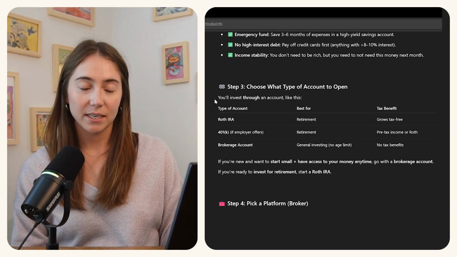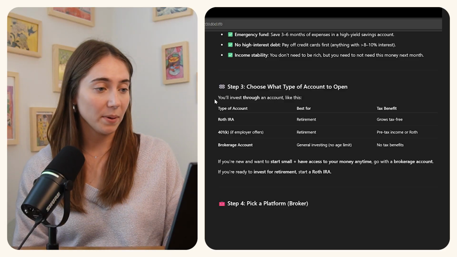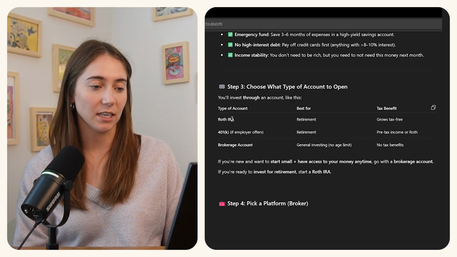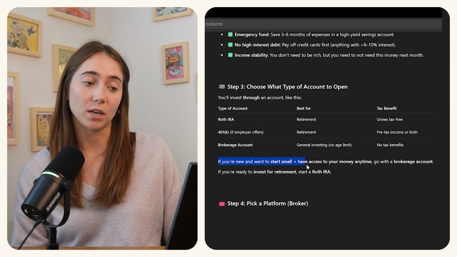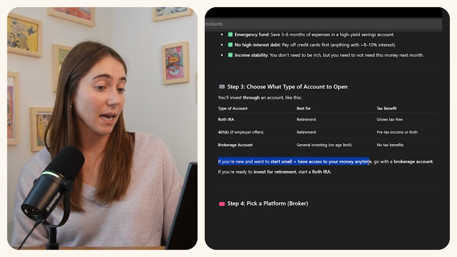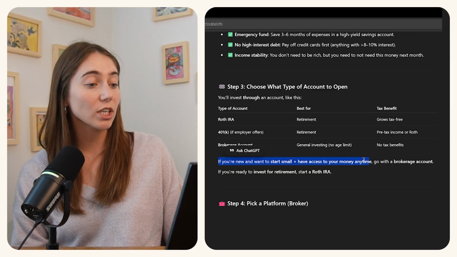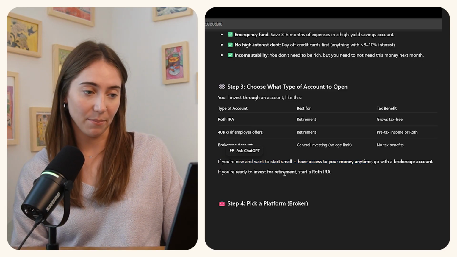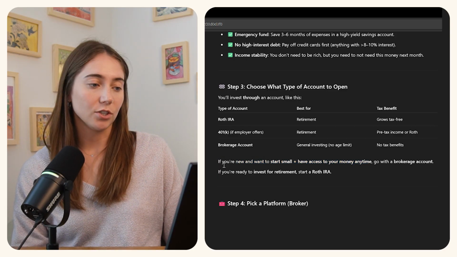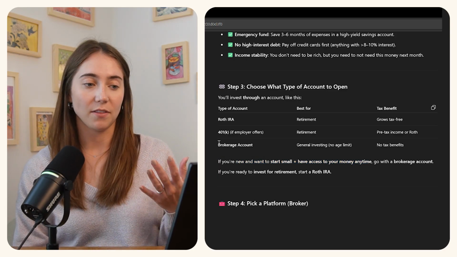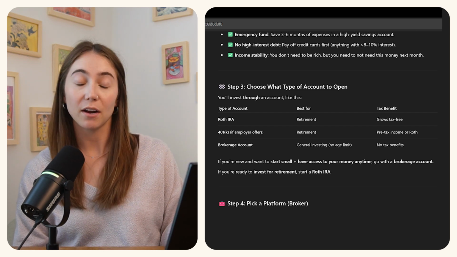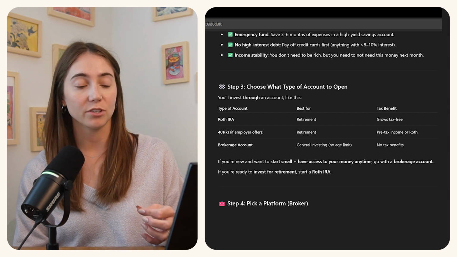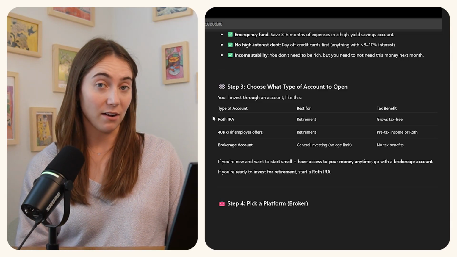That's great. Step three, it's telling me what type of accounts I should open. So it's saying there's 3 different types of accounts. And it's saying if I'm new and I want to start small and always have access to my money at any time, I should go with a brokerage account. And if I'm ready to invest for retirement, I should start with a Roth IRA. So I know from experience, a Roth IRA is the most powerful account that you can use for retirement because it grows tax free in America and you can invest up to $7,000 a year in that account. Everybody, I think, should have one of those accounts.